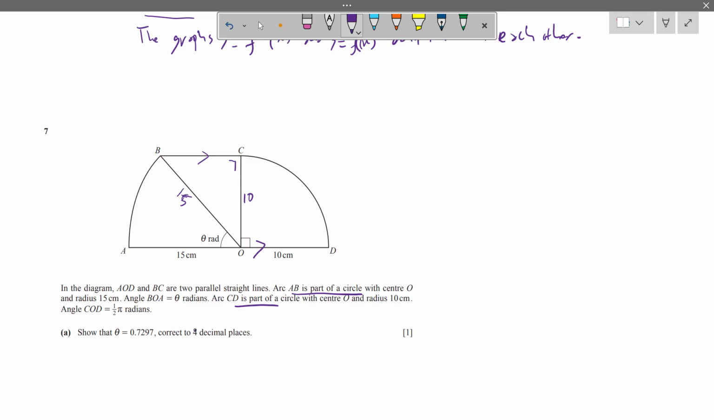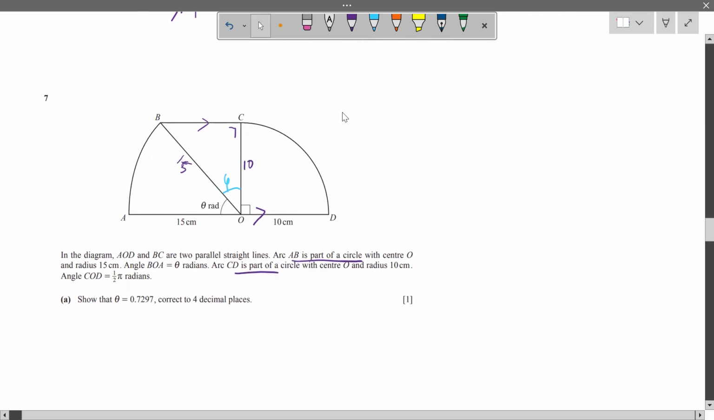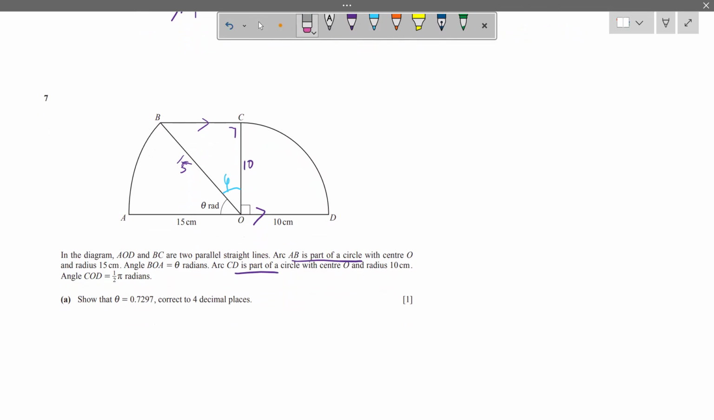Well, we don't know how to find theta yet, but we can try to find this angle, which we will assume to be, let's say, phi. Actually, if I don't want to overload you with symbols, I'm just going to say angle BOC.